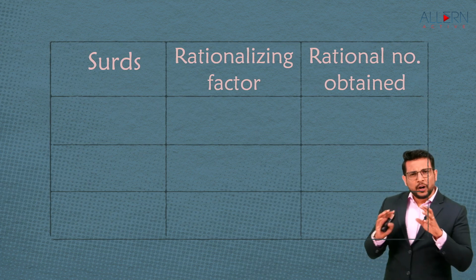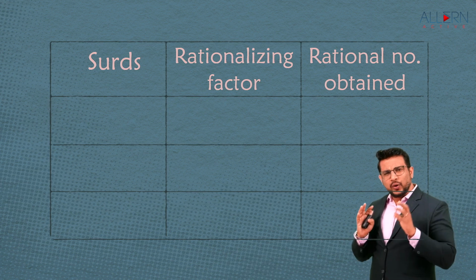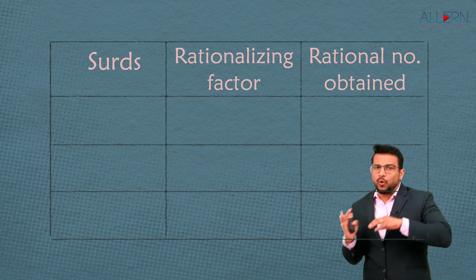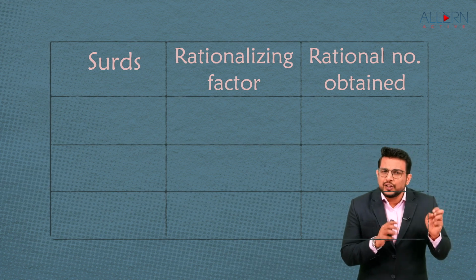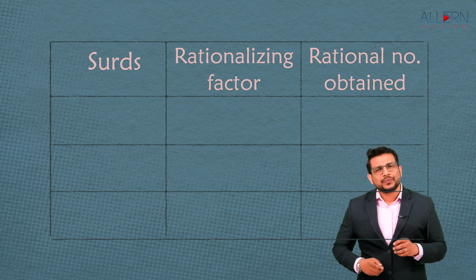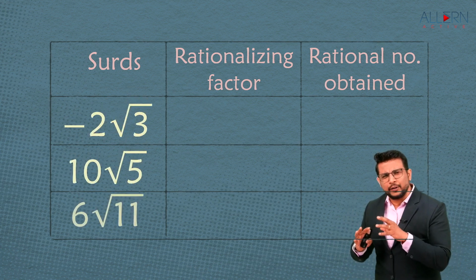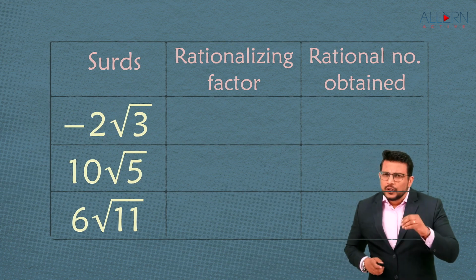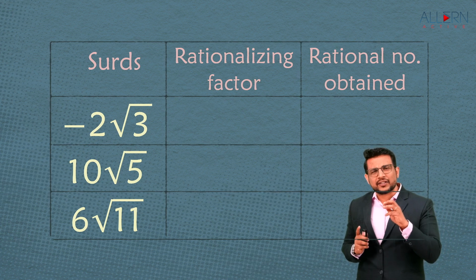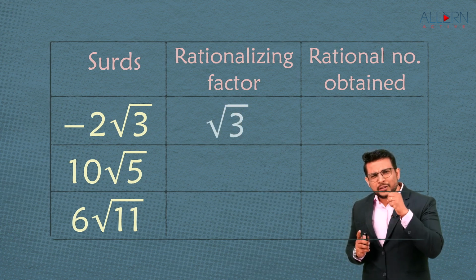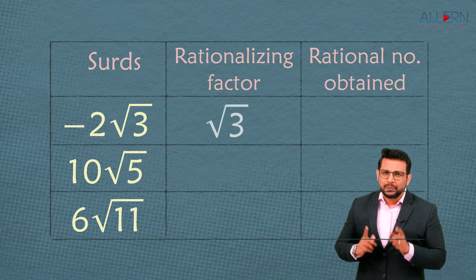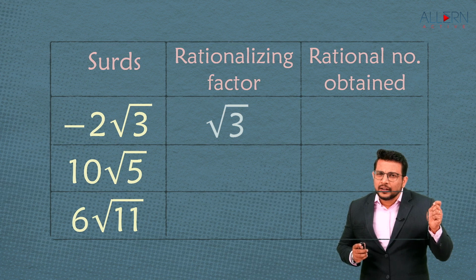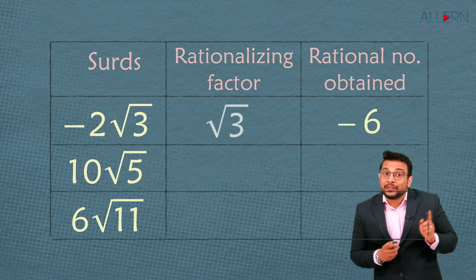Okay. So I'm going to give you certain surds, and you have to tell me the rationalizing factor for each. And when you multiply by that rationalizing factor, what is the rational number we obtain? Let's see that too. The surds in front of you are minus 2 root 3, 10 root 5 and 6 root 11. So for minus 2 root 3, minus 2 is already rational. Only the root 3 needs to be handled, so just multiply by root 3. Minus 2 would remain as it is, and root 3 into root 3 is 3. So what is the product we get? It is minus 2 into 3, that is minus 6. Beautiful. That is rational.